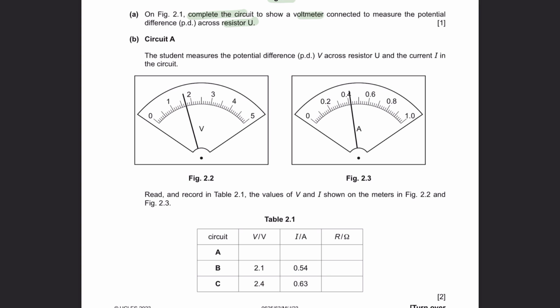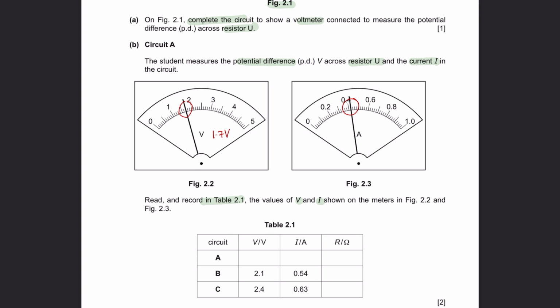Question B, Circuit A. The student measures the potential difference V across resistor U and the current in the circuit. Read and record in Table 2.1 the values of V and I shown on the meters in Figure 2.2 and Figure 2.3. As we can see here, V shows 1.7 volts and the ammeter displays a reading of 0.42 amperes. So we are going to use these values and fill in the table.